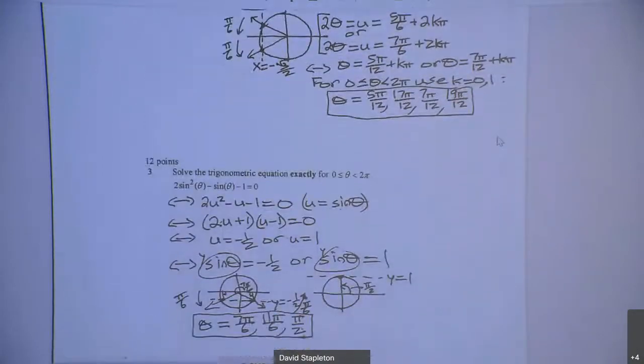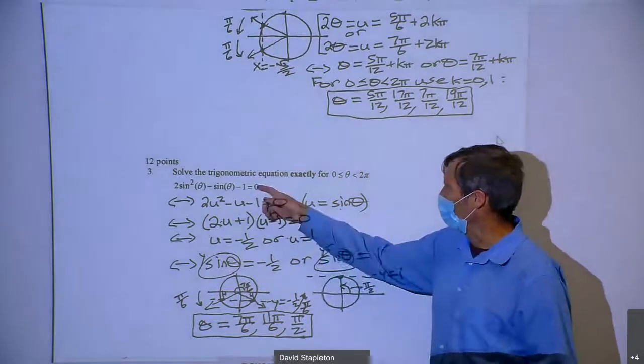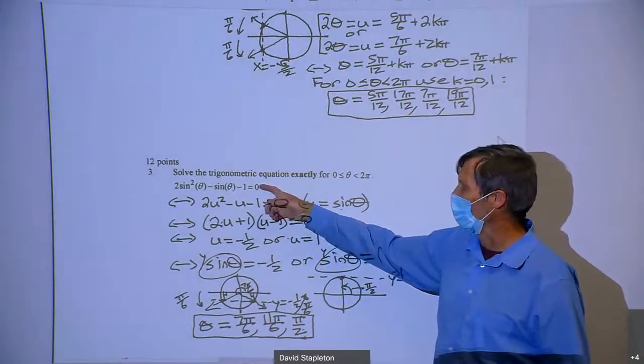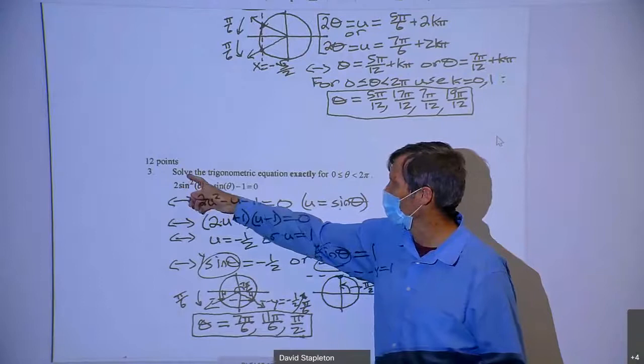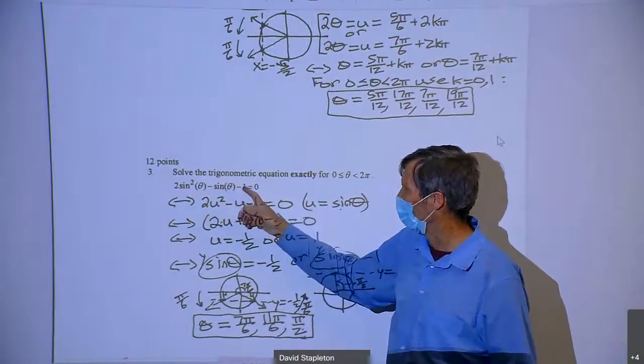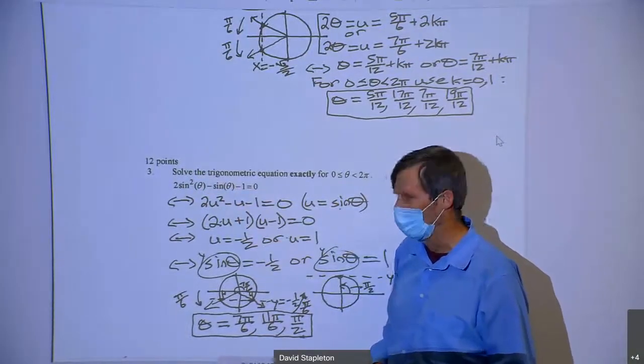Let's go on to the next one. Suppose I want to solve this trig equation. It's not just a trig function equal to a number this time. It's a number times the trig function squared plus a number times the trig function plus a number equals 0. How do I solve that?